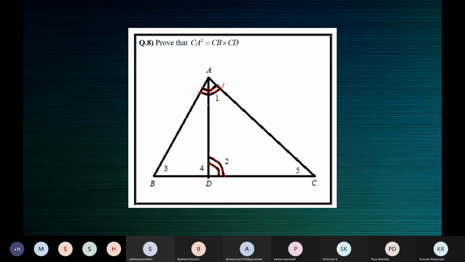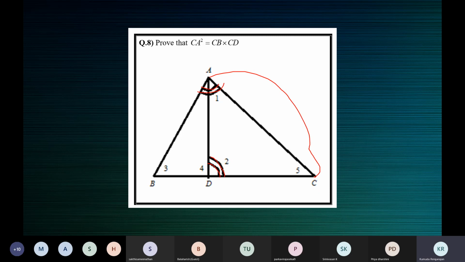Correct? Which are the two triangles we have to prove are similar? CAD and ABC. Why? Because both the triangles have CA. CA is required on both the triangles. Correct. Because we need to get a result like CA square is equal to, we have to choose two triangles which have CA as a side.